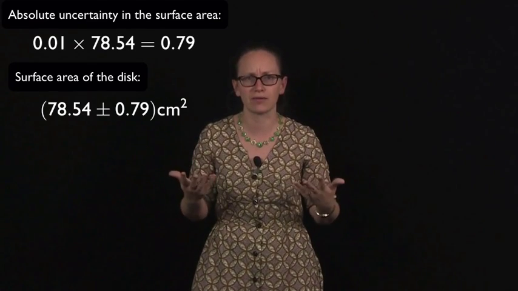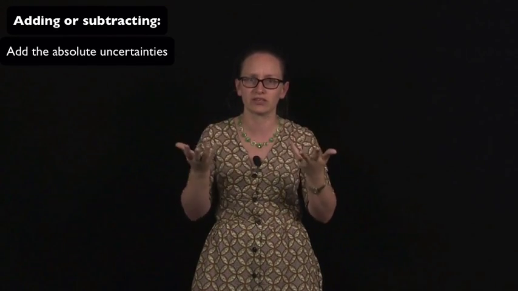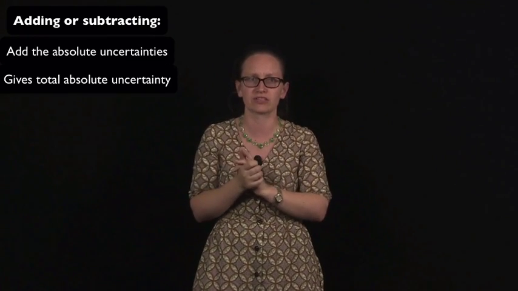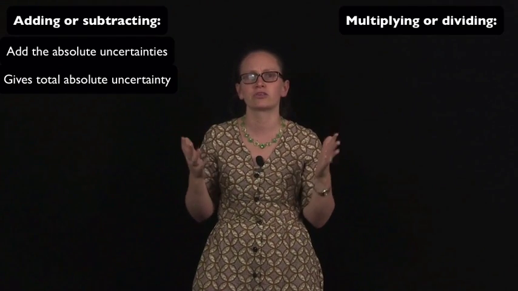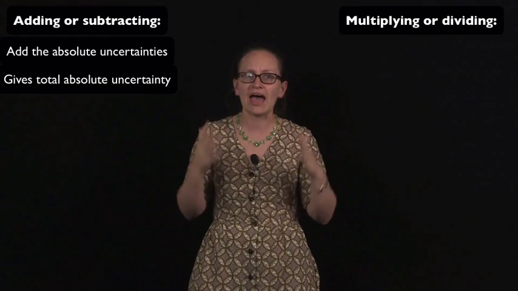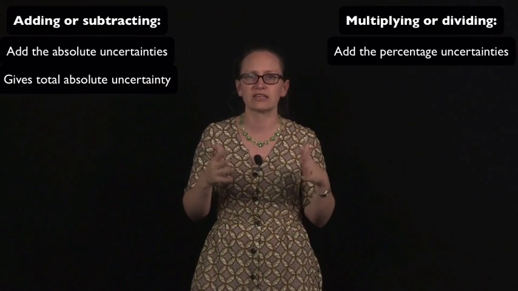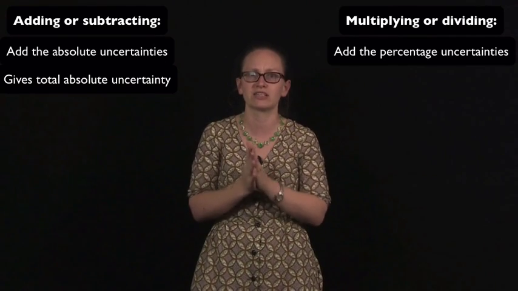So just to summarise, if you want to add or subtract 2 values with a dependent error, you need to add the absolute errors to calculate the total uncertainty, and that gives you the absolute uncertainty. If you want to multiply or divide 2 values with a dependent error, then you need to add the percentage uncertainties in these 2 values, and this will give you the total percentage uncertainty.